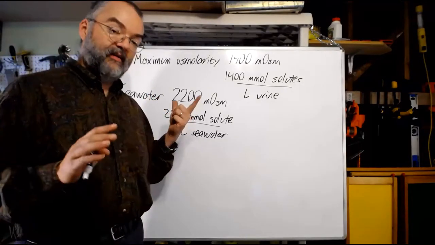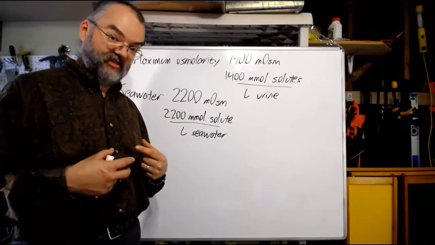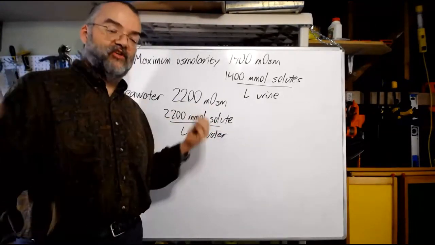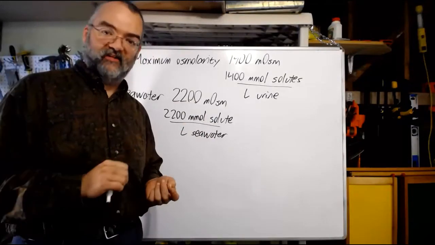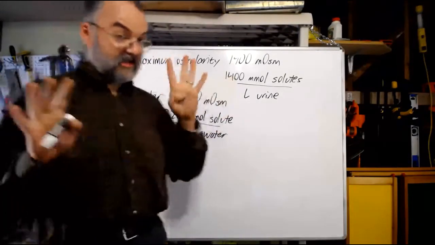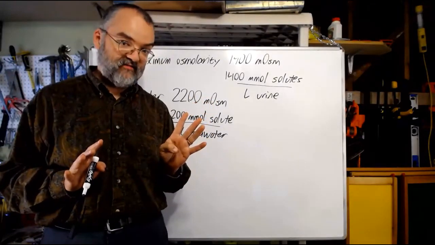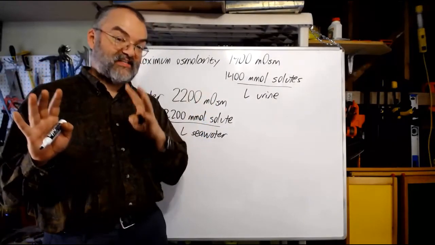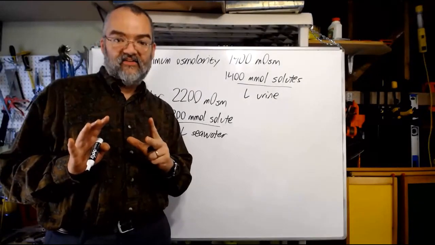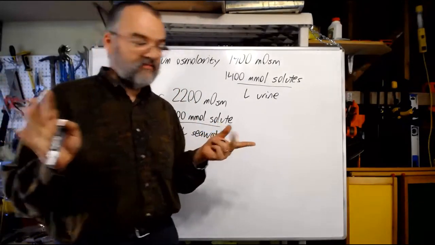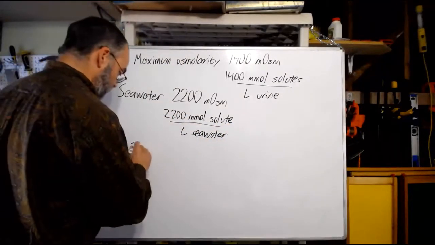Now, I don't want the salt, especially if I'm already dehydrated. So my body says, I need to get rid of this salt. How can I get rid of salt? In urine. So my body says, all right, I'm dehydrated. I need to get rid of these 2,200 millimoles of salt that I just took in. So I'll make the urine as concentrated as I can so that I lose as little water as I can because I'm already dehydrated. So I took in my 2,200 millimoles of salt.